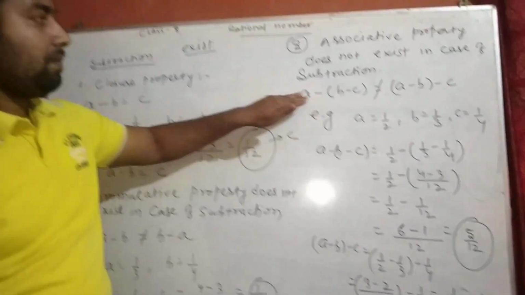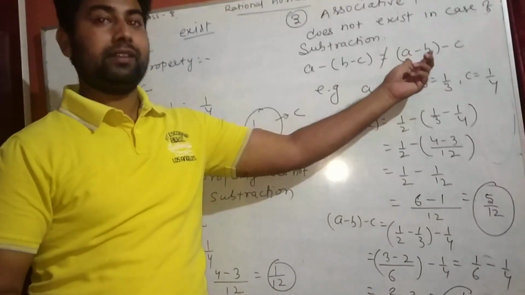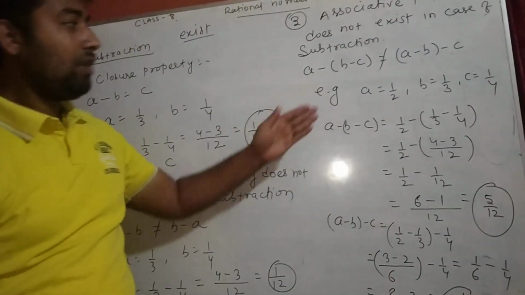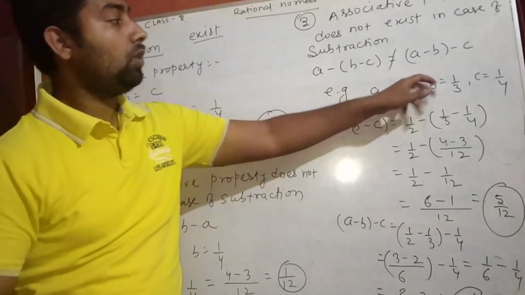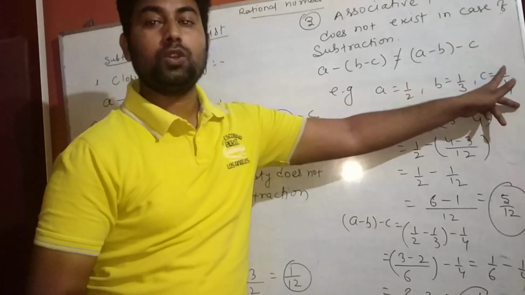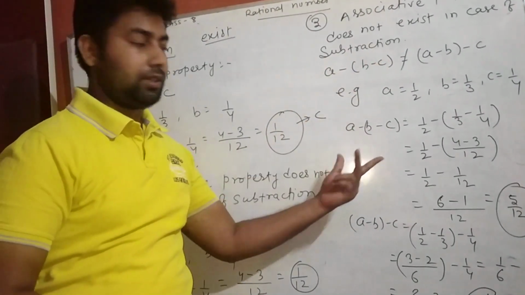So a minus (b minus c) is not equal to (a minus b) minus c. Now I have considered a equal to 1 by 2, b equal to 1 by 3 and c equal to 1 by 4. Let's find out first the LHS.